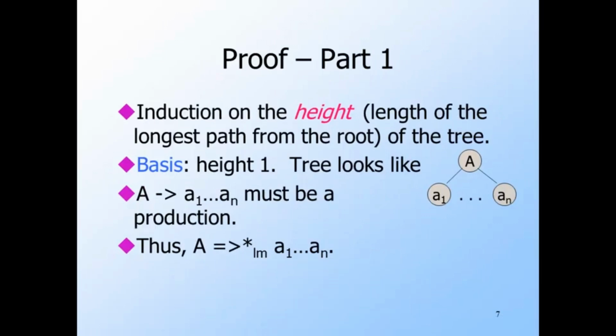The basis is height 1. That is, a tree consisting of a root labeled by some variable A and one or more leaves. There must be a production with head A and body being the labels of the leaves from left to right. That's A1 through An in this picture. Okay. Then A derives the yield of the tree by the one-step leftmost derivation in which this production is used.